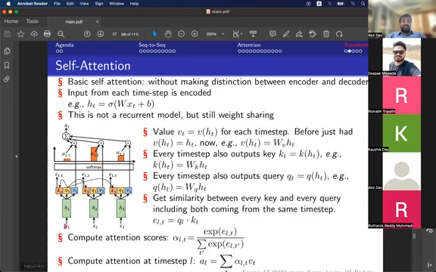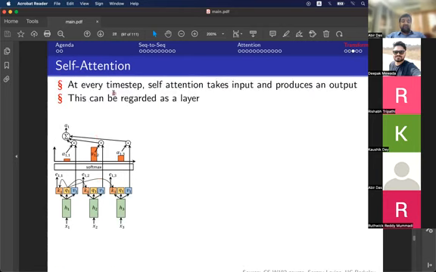So at time step 1, you are getting A1. At time step 2, similarly, you will get A2, right? So at every time step, self-attention takes input and produces an output. It takes the input, always X1, X2, X3. It produces A1. At this time step, it produces A2. At this time step, it produces A3. And remember, this A2 does not depend on A1, it does not need to wait. So parallelly, all these A1, A2, A3 can be computed.